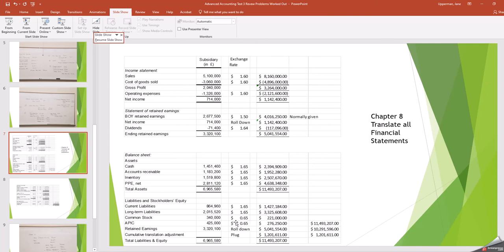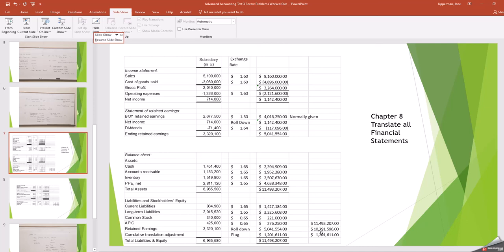Okay. But then the one things you want to focus on is our common stock and our paid-in capital. Those are at a historical rate. Whatever those common stock were issued, what was the exchange rate on that date? So you can see it's quite a bit lower. So that's how we value those. And again, the retained earnings rolls down from the statement of retained earnings.